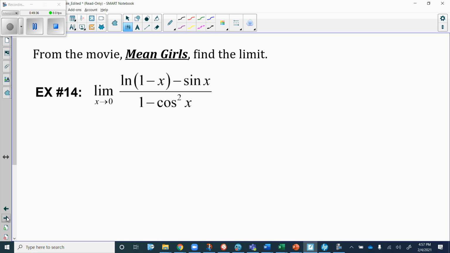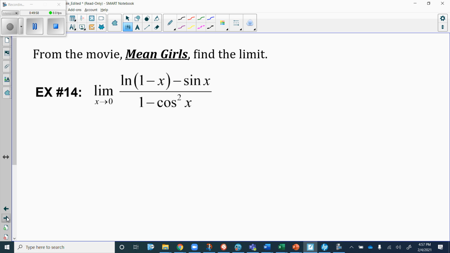Now, this one here is going to be pretty similar to things that we've done already. If you want to, go ahead and pause the video and work this one out in advance. It's easy to look up now, I guess, because they're telling you exactly where it came from. It's from the movie Mean Girls.